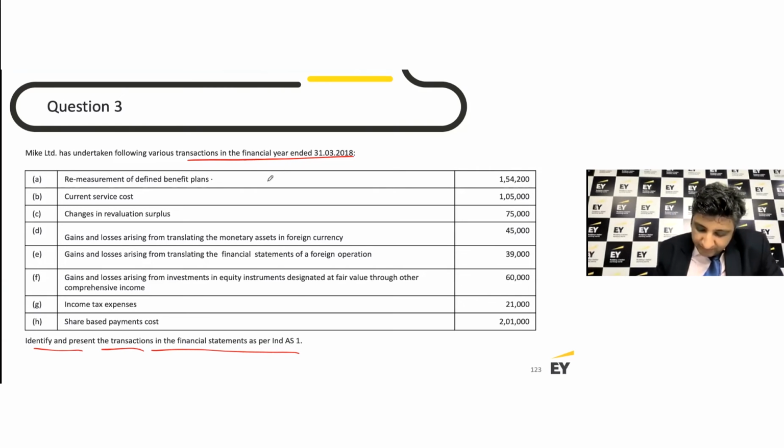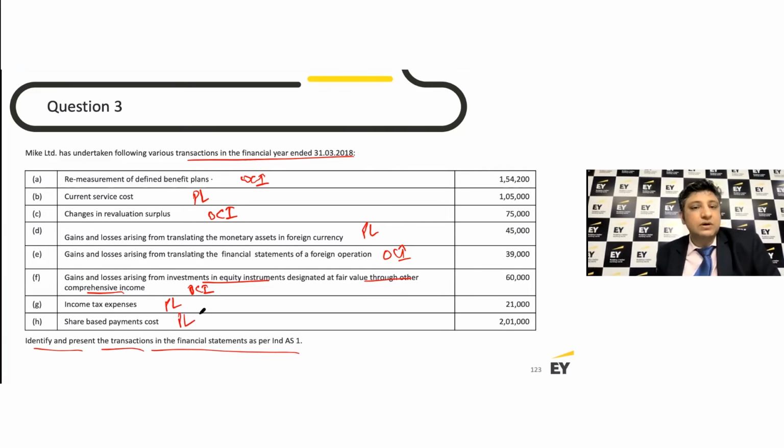It says remeasurement of defined benefit plans. It's clearly an OCI item. Current service cost is a P&L item. Revaluation surplus is an OCI item. Gains and losses arising from translating the monetary assets, okay, this is a P&L item. On translation of foreign operations, OCI item. Equity at FVOCI is OCI again. Tax expenses is P&L. Share-based payment is also P&L.